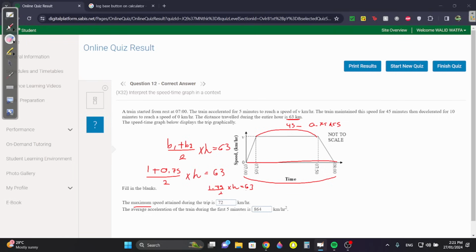Okay, you get 72. Now, how do you find the acceleration? First 5 minutes, so from 0 up to 5 minutes, which is here, v is 72. 72 minus 0 over the time, which has to be in hours. So it has to be 5 over 60. 5 minutes. Why 5 over 60? Because 1 hour is 60 minutes. So 5 over 60 is going to be our hours. So you do 72 over 5 over 60, and you get 864.